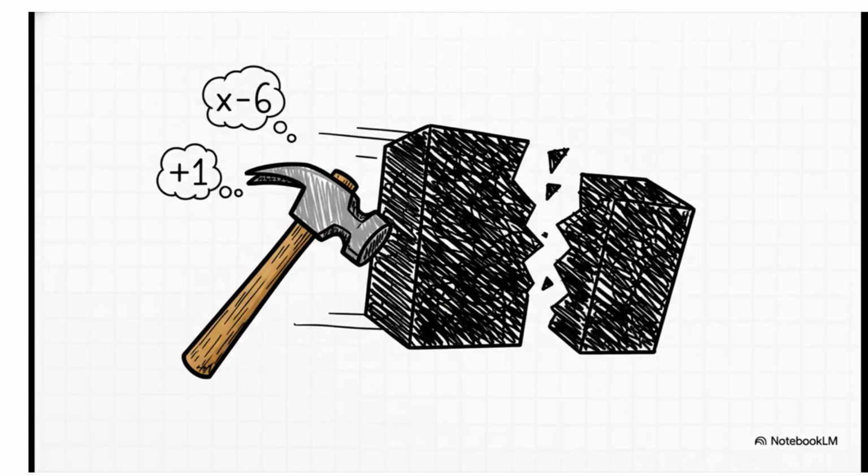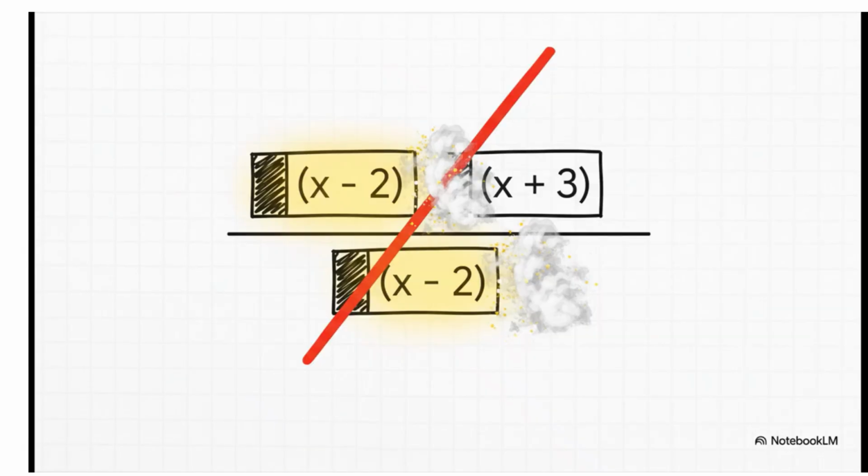Okay, step 1. We gotta factor that numerator. We're hunting for two numbers that multiply to -6, but add up to +1. Let's think. How about +3 and -2? Let's check it. 3 times -2 is -6. Perfect. And 3 plus -2 is 1. That's it. So we can rewrite the top part as (x + 3)(x - 2). And right here, this is the magic moment. See that? We have an x minus 2 on the top and an x minus 2 on the bottom. Since they're the same, we can just cancel them out.